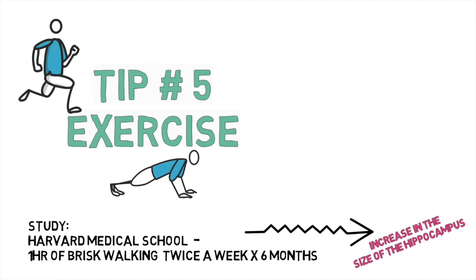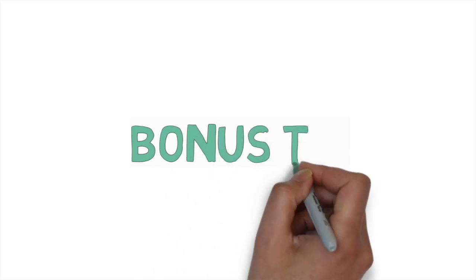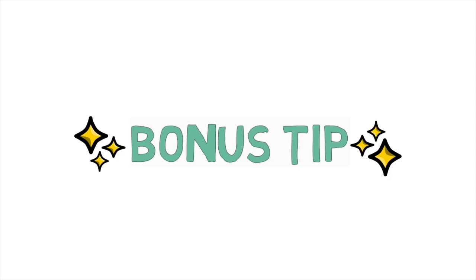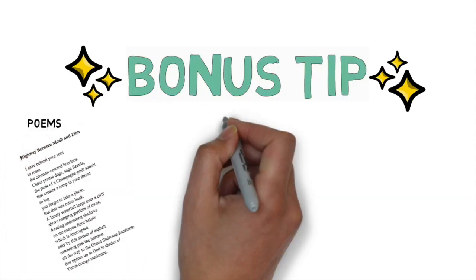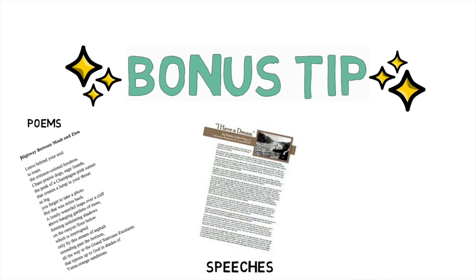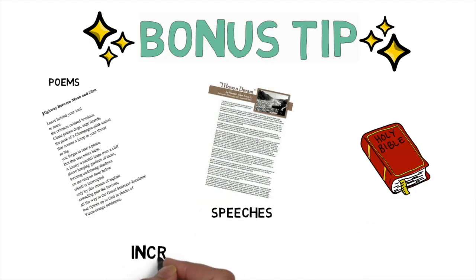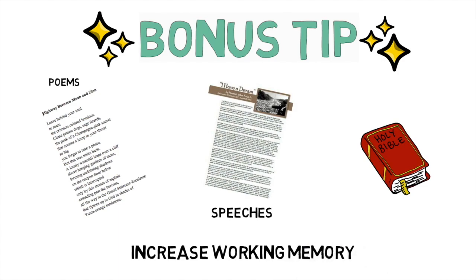Now, if you have stuck with me throughout this video, then I've got a bonus tip for you on how to improve your memorizing ability. I'm sure you remember that in middle school and high school, we were required to memorize poems, speeches, or if you were in Catholic school, you might be required to memorize certain passages from the Bible. There was a reason why they did this. It was to increase working memory. These types of exercises have been shown to increase working memory. Another thing studies have shown is that working memory is strongly correlated with IQ and problem-solving ability.